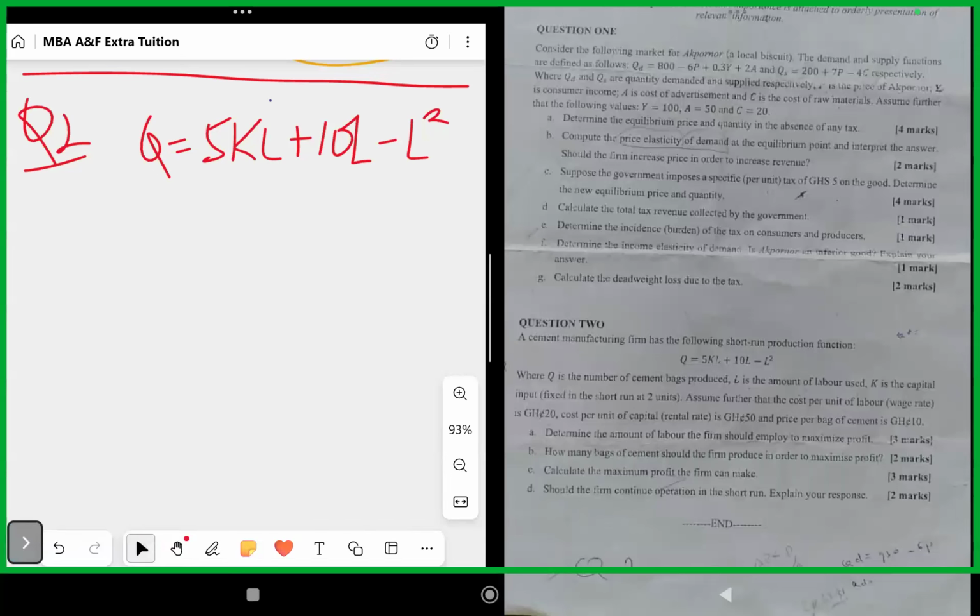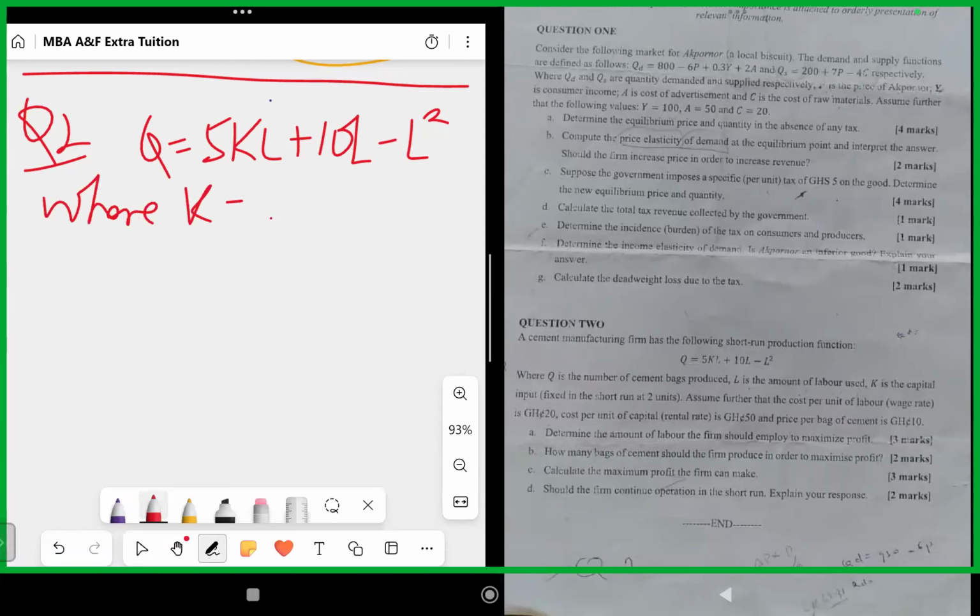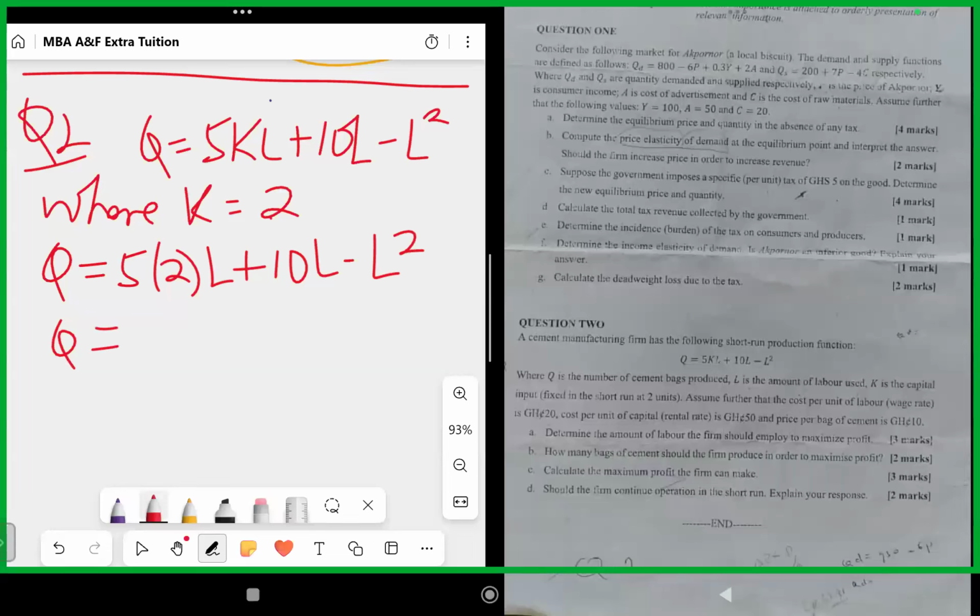Okay, so the first thing we will do is the question has already given us the value for K, where K equals 2. So I'll plug it into the equation. Wherever I see K, I'll replace it with 2. So 5 is multiplying K. So 5 times K, and the K is 2, times L plus 10L minus L squared. So I'm going to have K equals 5 times 2 is 10L plus 10L minus L squared.